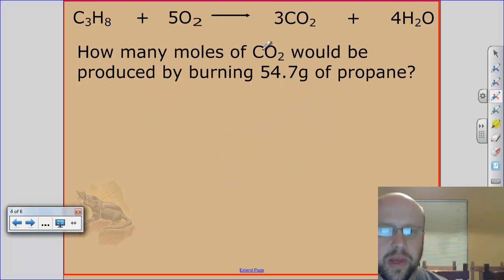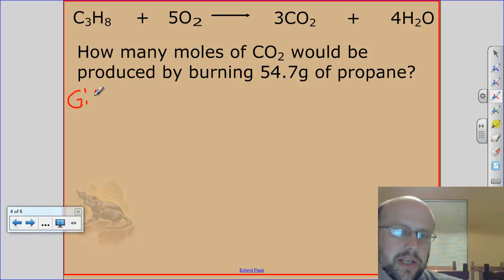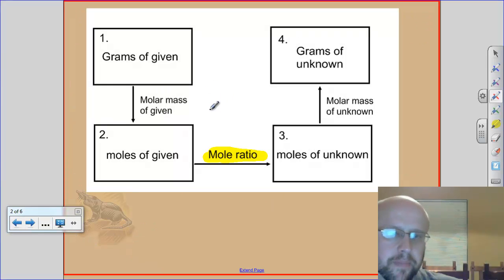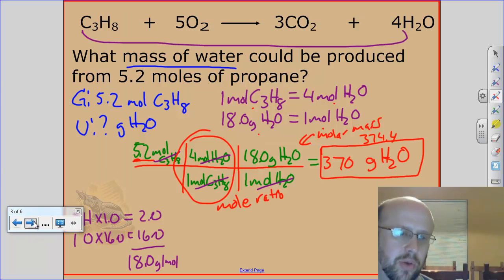So how many moles of carbon dioxide would be produced by burning 54.7 grams of propane? So what's different in this problem is that I have grams at the beginning instead of at the end. In the last problem, my unknown was in grams, and in this problem, my given is in grams. So I'm looking for moles of CO2. If we look back at our roadmap, in the last problem I went from 2 to 4, and in this problem I'm going to go from 1 to 3 because I have grams of given and I want moles of the unknown. So this is what we call a 1 to 3 problem.